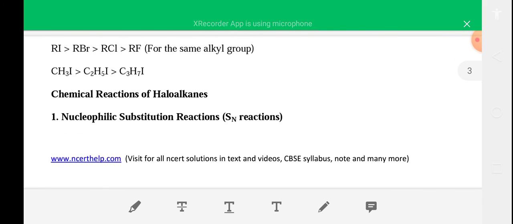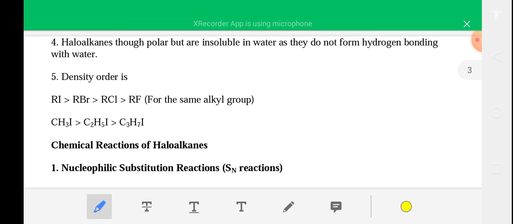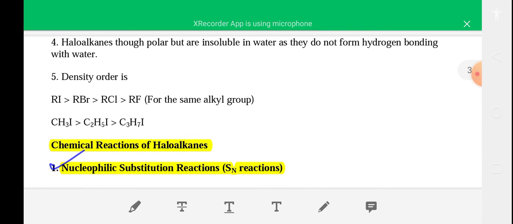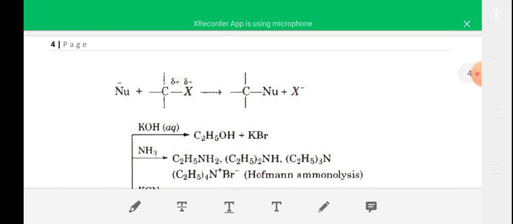Now see, chemical properties of haloalkanes and haloarenes. The main chemical reaction of haloalkanes and haloarenes is substitution reaction, SN reaction, nucleophilic substitution reaction. Haloalkanes and haloarenes show different types of chemical reaction, like nucleophilic substitution reaction, elimination reaction, and reaction with metals. So first, nucleophilic substitution reaction.